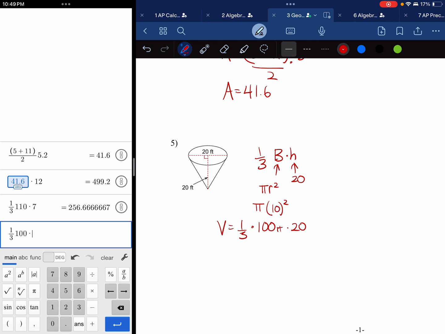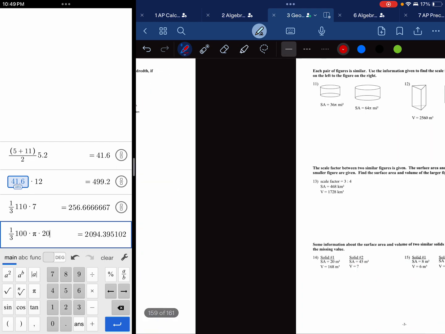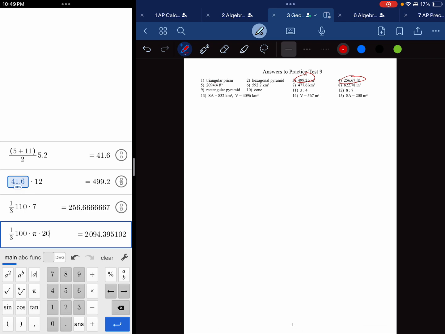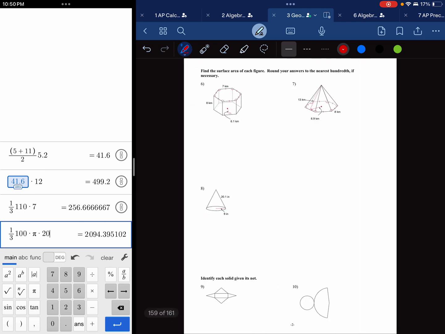times pi times 20. And I get, oh my goodness, is that right? That's a humongous number. We're going to go with it. 2094.3. Oh, that 9 gets rounded up, so 2094.4. And then our units here are going to be feet cubed again. 2094, number 5. Number 5, 2094. Very nice. All right, we're moving on to number 6.